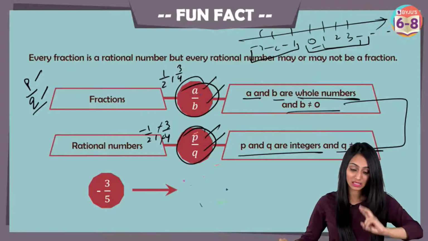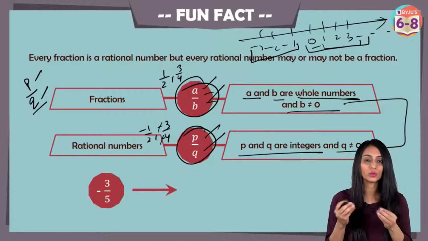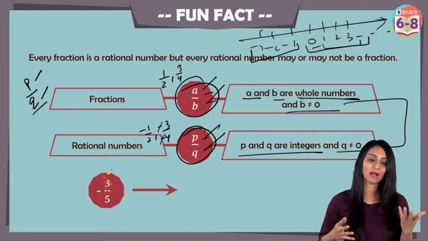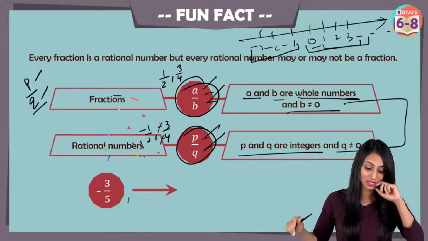How are they different, fraction and rational numbers? The difference only is, here a and b can be whole numbers only. 1, 2, 3, 4, 5 like this. But here p and q can be minus 1, minus 2, minus 3, anything like this. But no decimal numbers, please, no decimal numbers here.